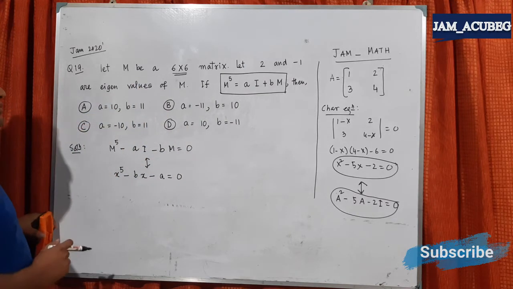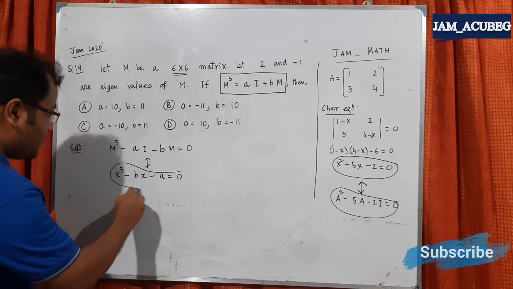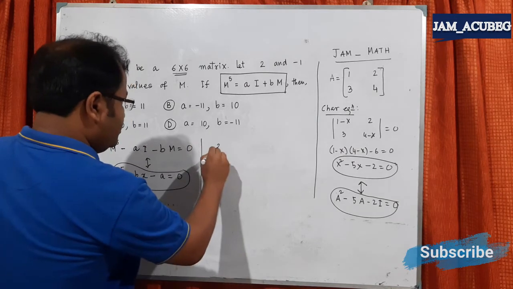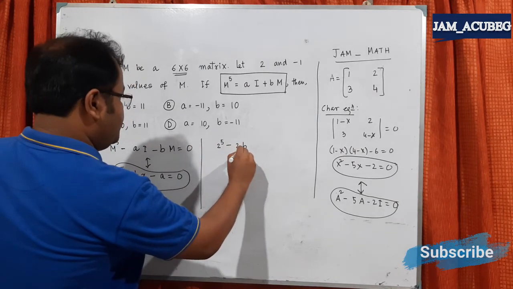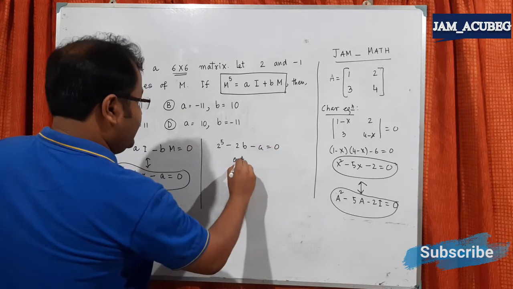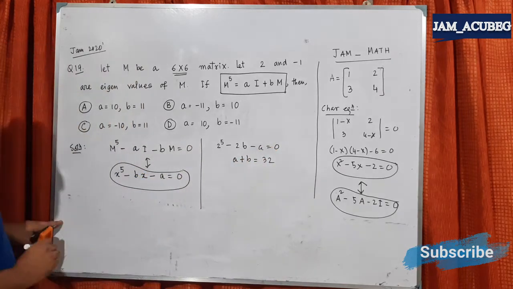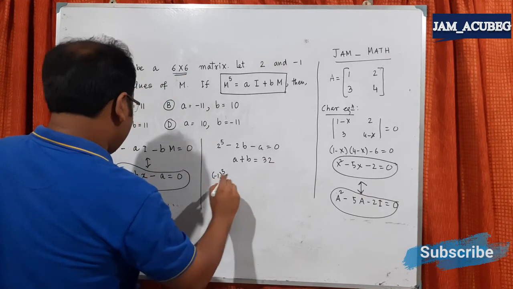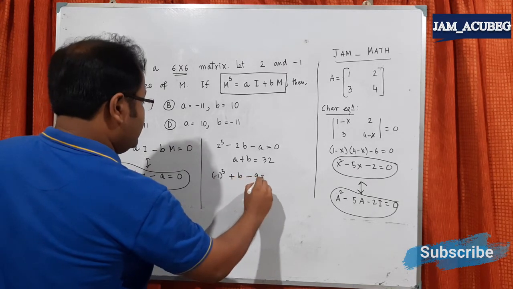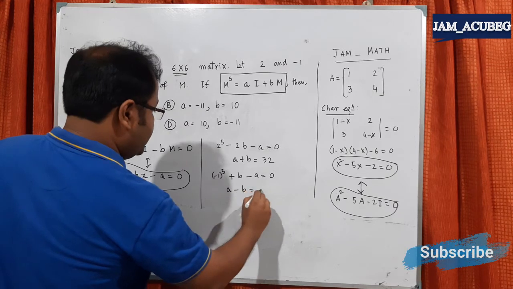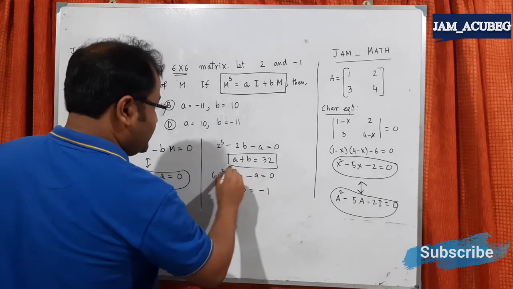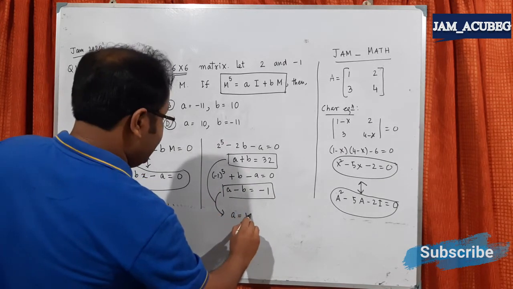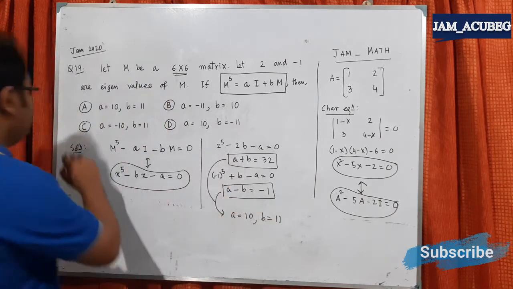That means 2 and minus 1 will definitely be roots of this. That means 2 will satisfy this. So I can write 2 to the power 5 minus 2b minus a equals 0. So it will give me a plus 2b equals 32. Similarly, minus 1 will also satisfy this. So I can write minus 1 to the power 5 plus b minus a equals 0, so a minus b equals minus 1. Now this is one expression we have got, and this is another expression. You can solve these and you probably get a equals 10, b equals 11. So this answer will be correct.